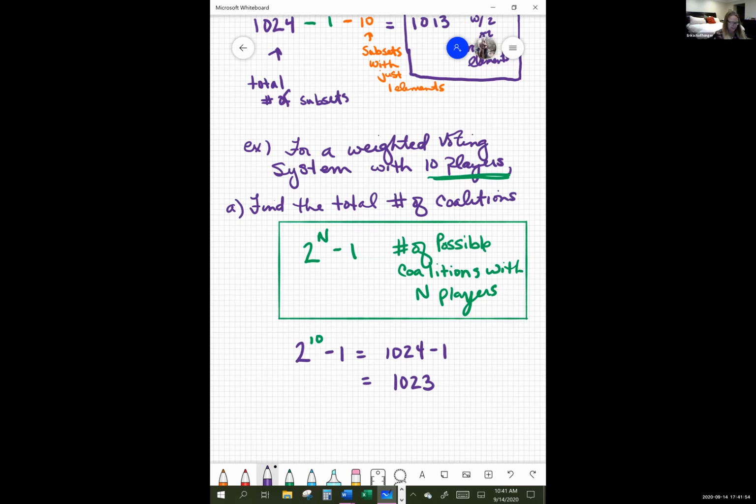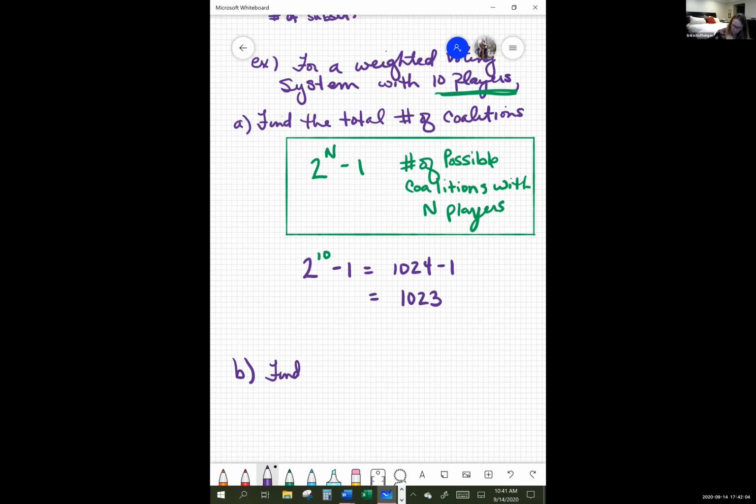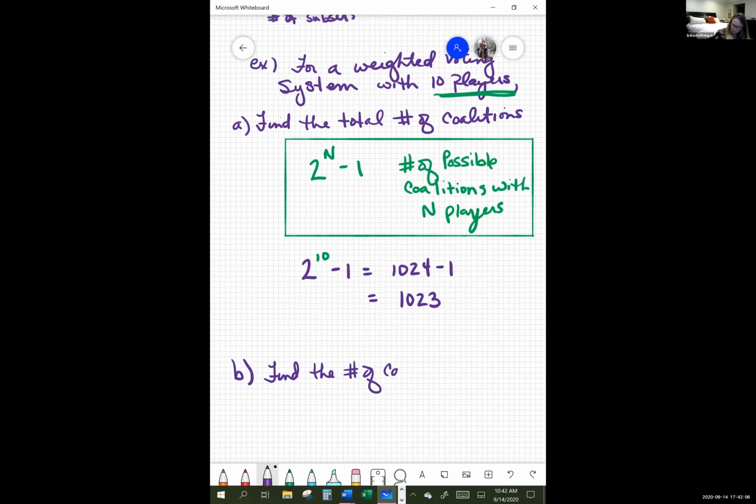And then the next part says, find the number of coalitions with 2 or more players.